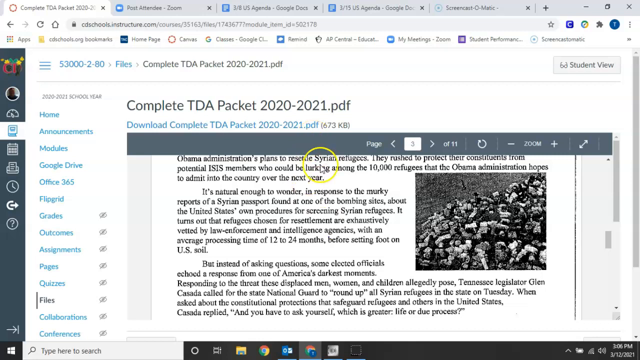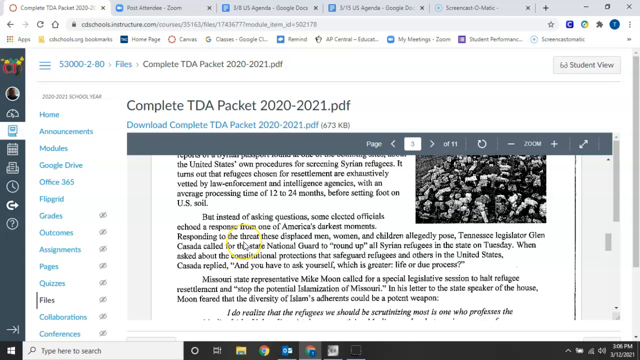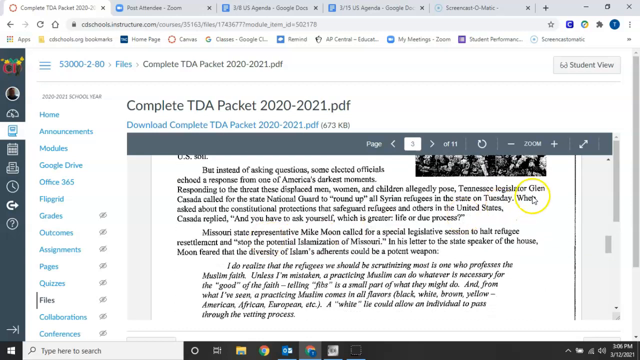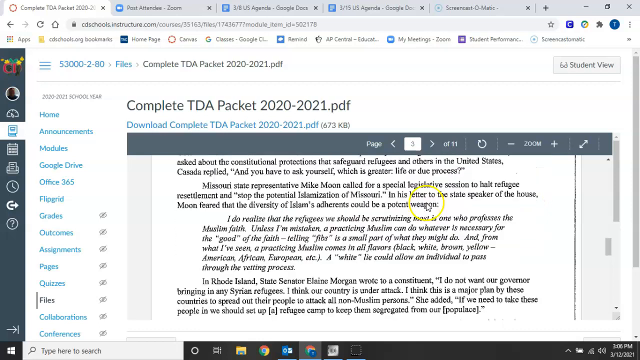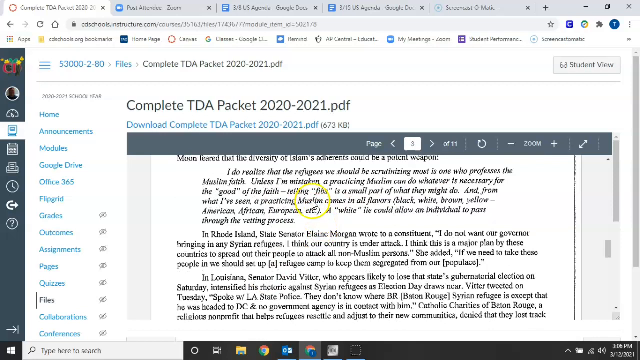So while the process, as you see, was excessively long in many cases, 12 to 24 months before some of these refugees set foot in U.S. soil, there are some people here, as you look at legislators, especially local officials, that give some pretty damning information about how and why letting these people in is not a great idea.